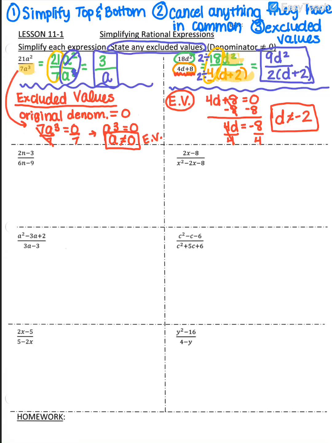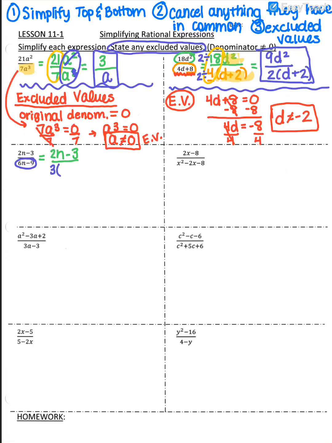So once again, our first step is to simplify on top and bottom. So we're going to simplify this top portion, which is 2n minus 3. Well, the 2n minus 3 is as simplified as it's going to get. I don't have a GCF that I can take and divide 2n and negative 3 by. So I'm just going to leave it alone. However, I can simplify 6n minus 9. They have a GCF, and their GCF is 3. So I'm going to put that out front.